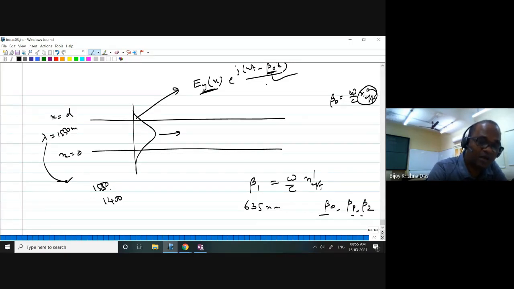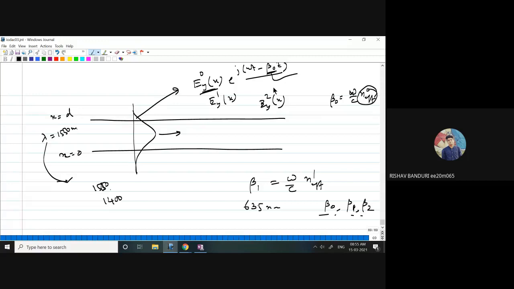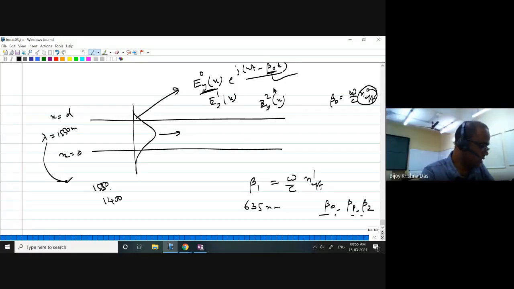So that means I will be getting, say, E0, and another solution I will be getting E1, and another solution E2, and corresponding beta naught, beta 1 will be there, and their shape will be different. I think somehow the visualization is clear, right? Any doubt? Yes, sir. Okay.